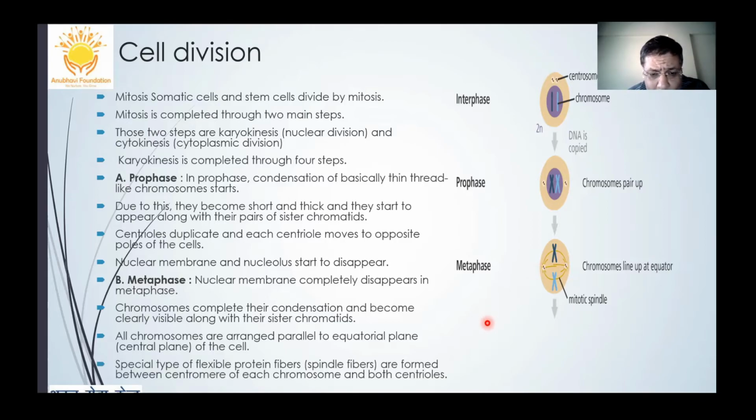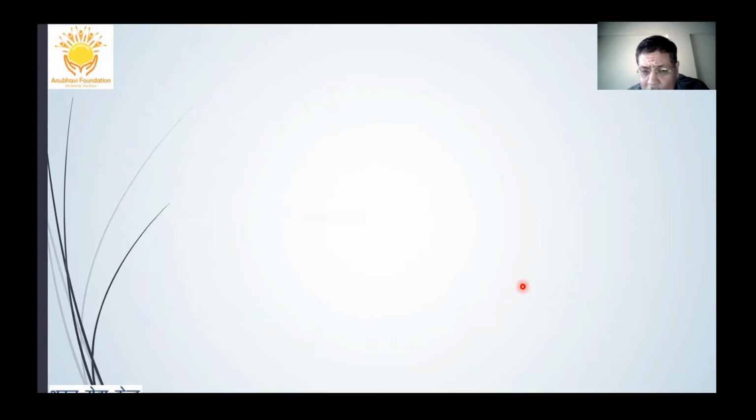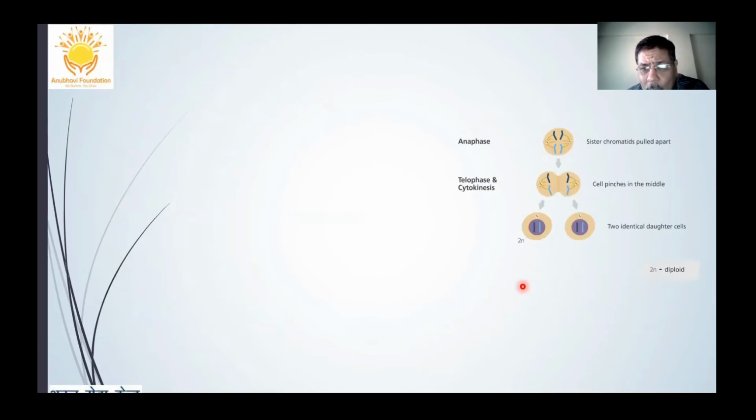A special type of flexible protein fiber, that is spindle fibers, are formed from the centromere of each chromosome and both centrioles. So you can see that the spindle fibers are formed which will attach the centromere to the centriole, which are very elastic fiber-like things. The next is anaphase.